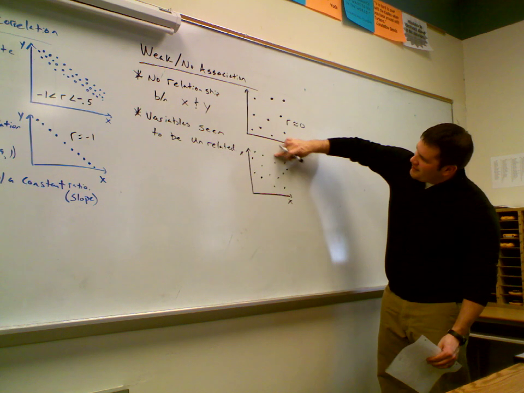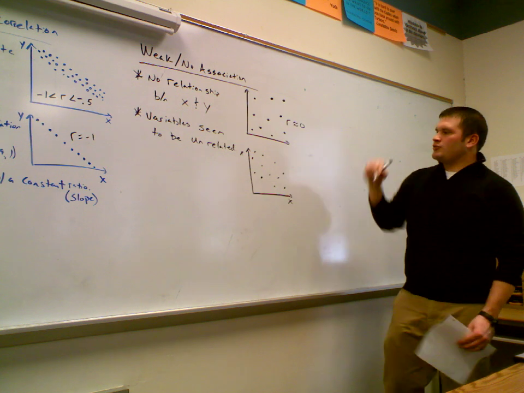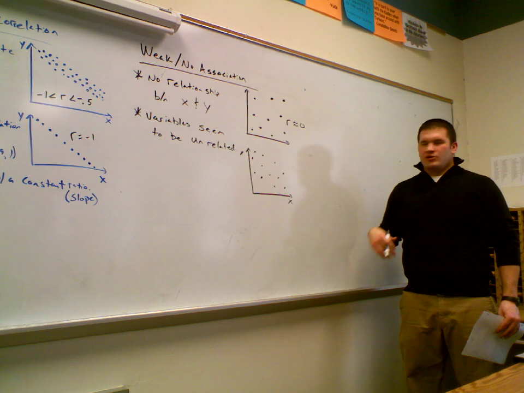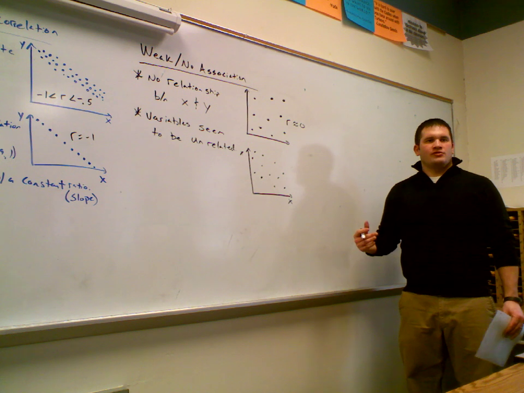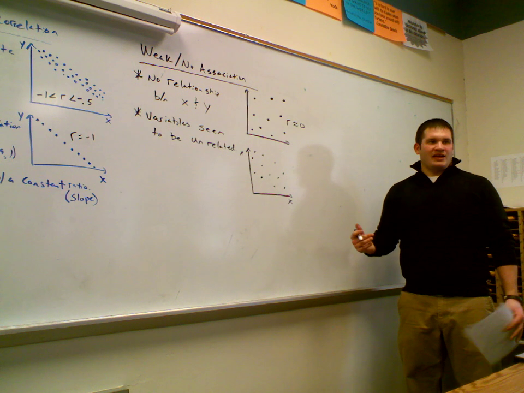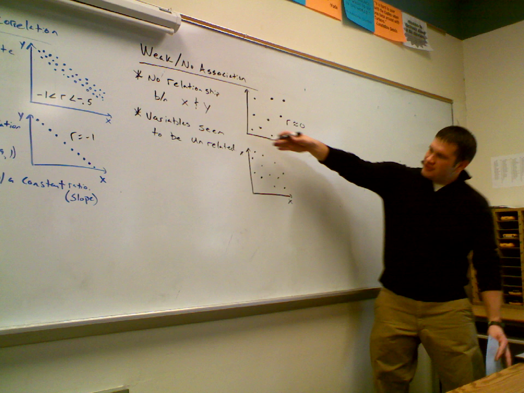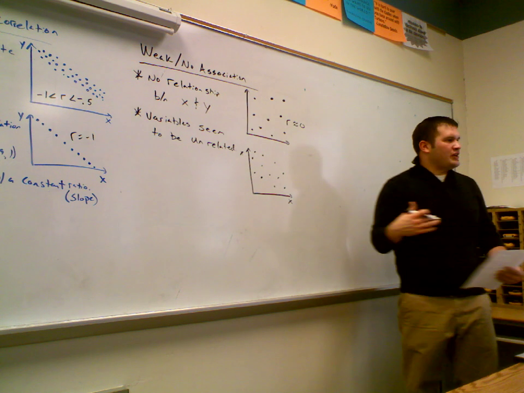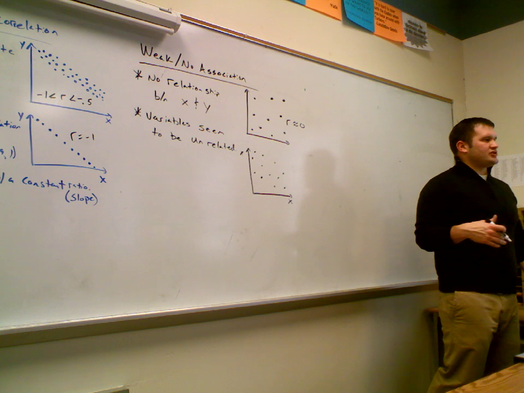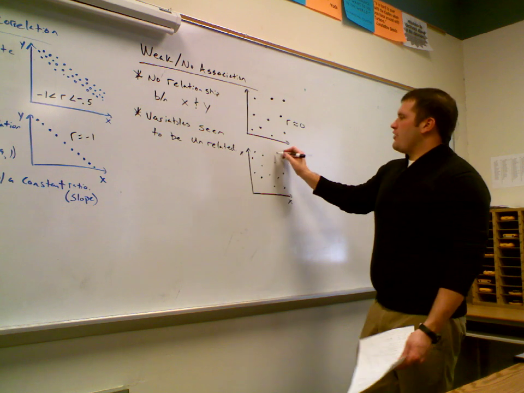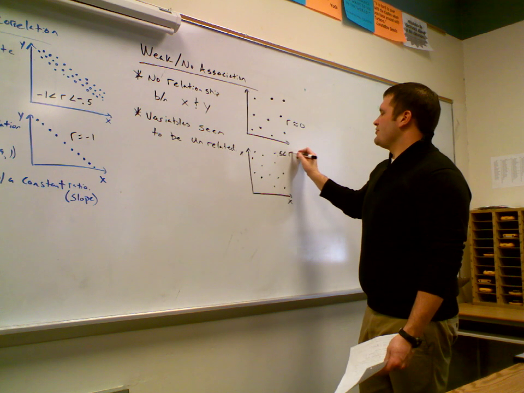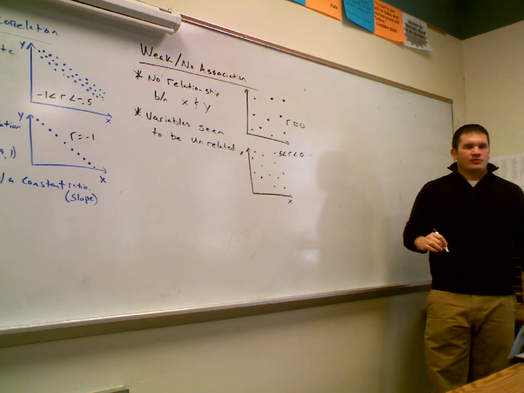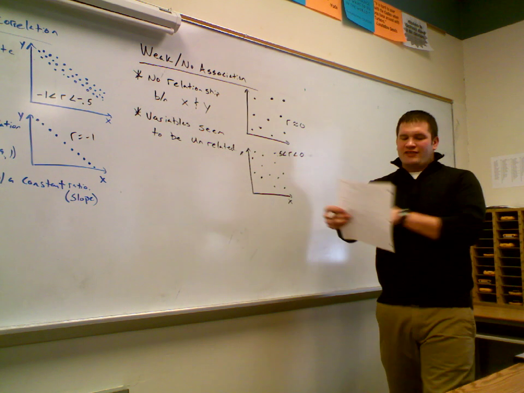Now this one looks kind of like the one above it. Points are still spread out. But is there a general trend here? It's got kind of a negative general trend. Yes, there's kind of a line going down this way. So this would be an example of a weak negative association. This r value would probably be between -0.5 and 0.